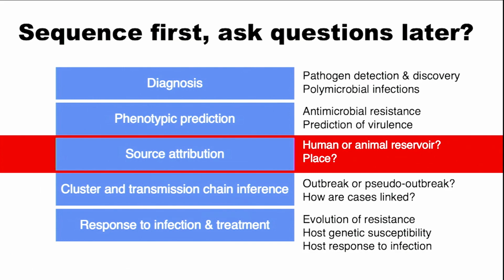And I've separated it into these 5 separate categories of information that we can get. And I'm not going to talk about diagnosis at all because Charles is going to talk about that later on. I just want to mention phenotypic prediction.